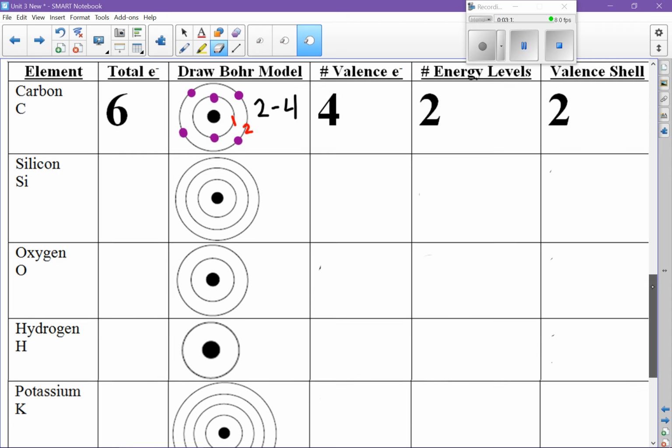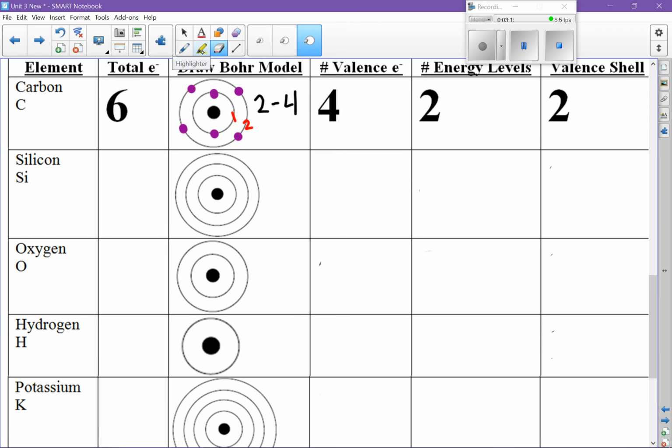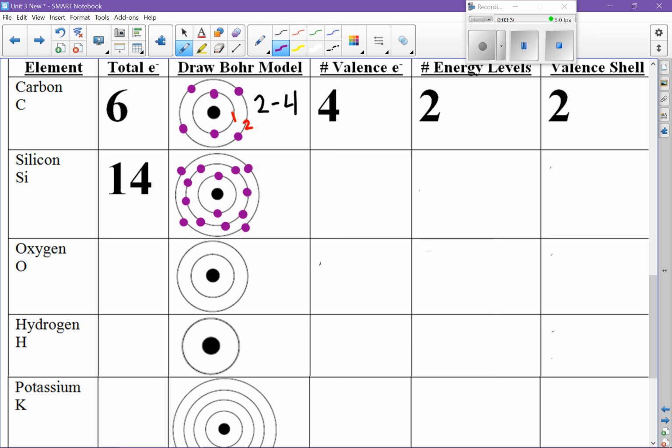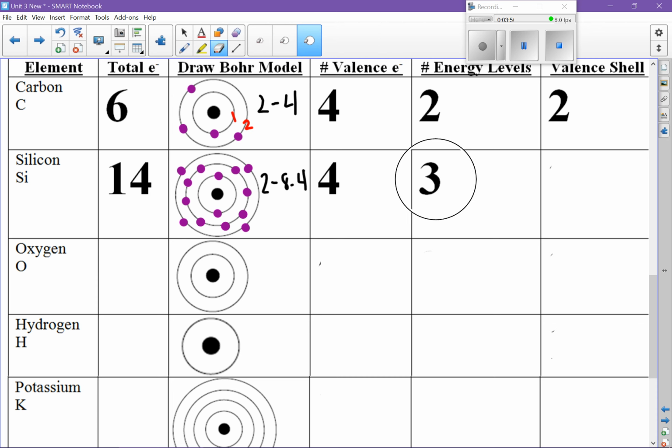Okay, let's try another one. Let's try silicon. Atomic number of silicon is 14, so we need to find a home for 14 electrons. So we put 2 on the first energy level, 1, 2, 3, 4, 5, 6, 7, 8 on the next energy level. That's 10 altogether. So I need 1, 2, 3, 4 more. Okay. The valence electrons are the outside ones that we did. There's 4 there. Okay, so our Bohr model is 2, and then 8, and then 4. The number of energy levels, the number of rings we have altogether here is 3, and the valence shell is the third one, the outside one.